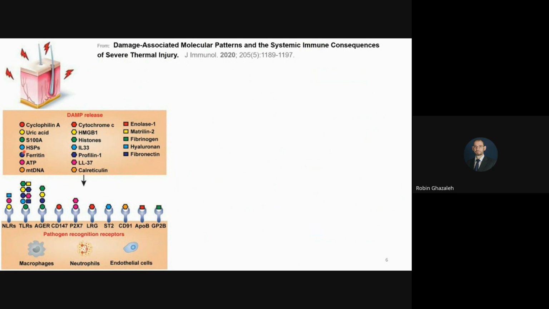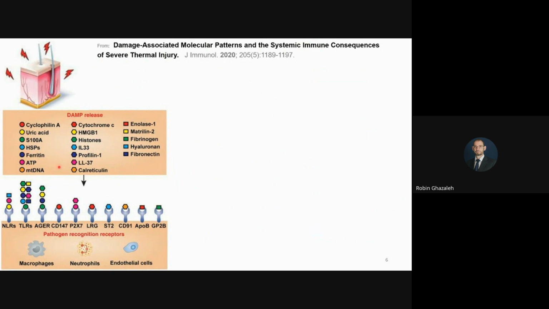In addition, a whole range of other molecules, some of which probably are familiar to you, ATP, and some of which probably are not familiar to you. You don't need to remember the names of all of these. It's the concept that there are a wide range of intracellular molecules which, if released suddenly into the cell, are acting as a danger signal.